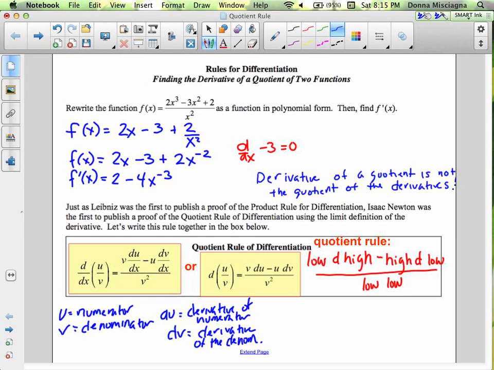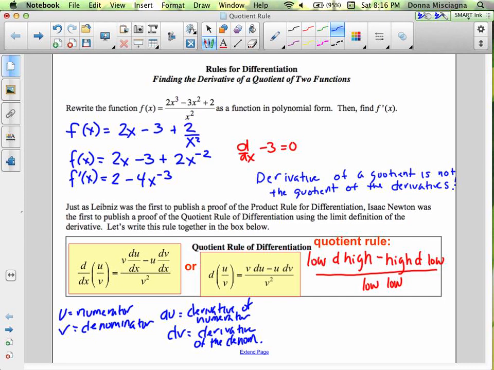Sometimes you can write that in a kind of shorthand. If we don't put the x in there, the derivative of u divided by v is going to be v, the denominator, times the derivative of the numerator, minus the numerator times the derivative of the denominator, all divided by the denominator squared.